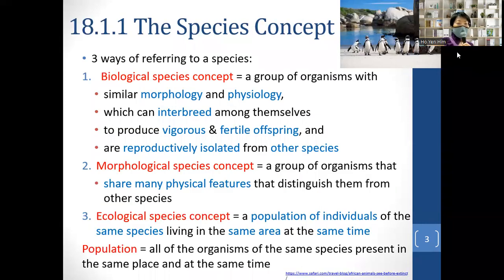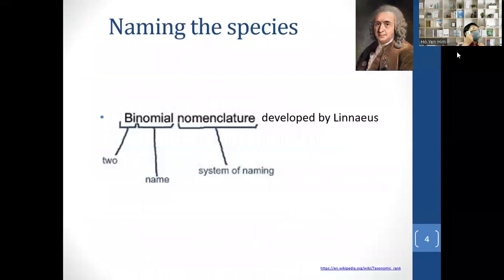So what is population? Just recap the meaning of population. It's a group of organisms of the same species present in the same place at the same time. So it's called population. Now, you have to revise again how to write the name of the species. Naming of the species is using the binomial nomenclature. Bi means 2, nomial means name. Nomenclature means system of naming. So when we name any species on Earth, we always give them 2 words. Binomial means 2, right? 2 words.